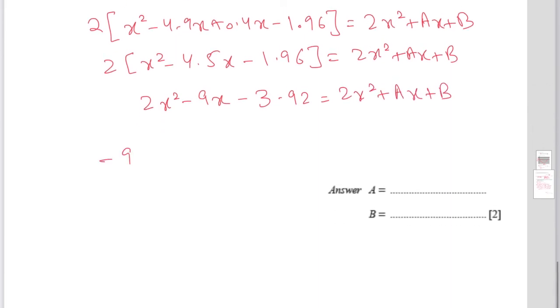So if negative 9x is equal to ax, a should be equal to negative 9. That is one of the values, so we write negative 9 over here. The other one is b equal to negative 3.92, or we can also write 3.9. So the value is negative 3.9 for b.